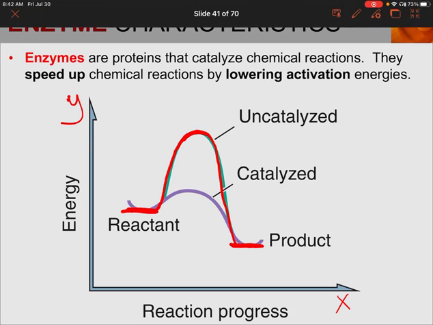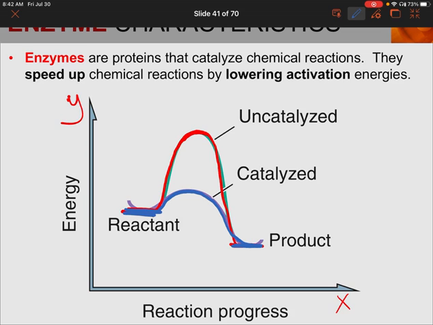If you have an enzyme available, it acts as a catalyst, and even if your reactants start at the same energy level, it's going to lower that energy barrier needed to get to the products.